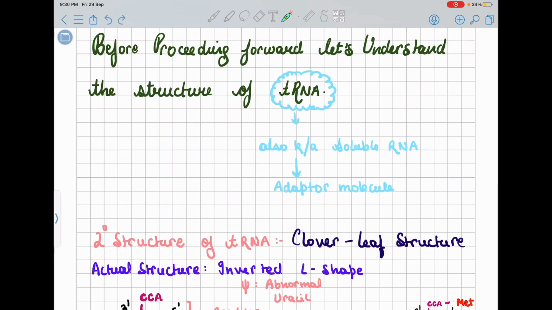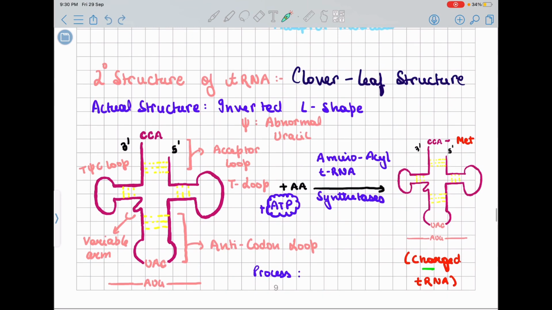Before proceeding forward, let's understand the structure of tRNA. tRNA, or the adapter molecule, also known as soluble RNA, has a secondary structure of a clover leaf. But the actual structure of tRNA, that is the tertiary or the quaternary structure, is an inverted L shape. In this video, we will discuss the clover leaf structure. So this is the clover leaf or the secondary structure of tRNA. Here we can appreciate 4 loops: the acceptor loop, T-psi-C loop, anticodon loop, and T loop.